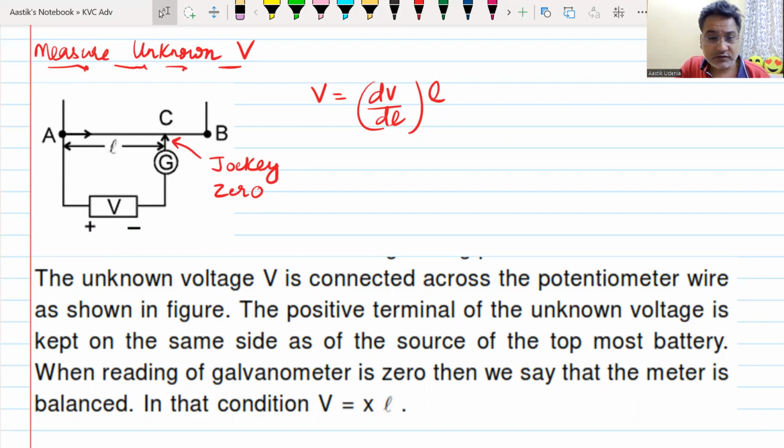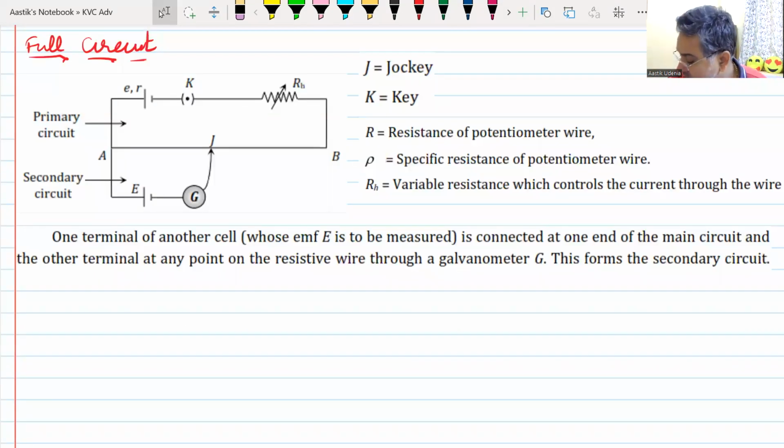I'll give you 2 minutes to note this down. So now this is the full circuit. We have a primary circuit and a secondary circuit. In the primary circuit, we have a key. When you put the key on, everything happens. There is a variable resistor so that you can change the current in the circuit. This is the jockey.